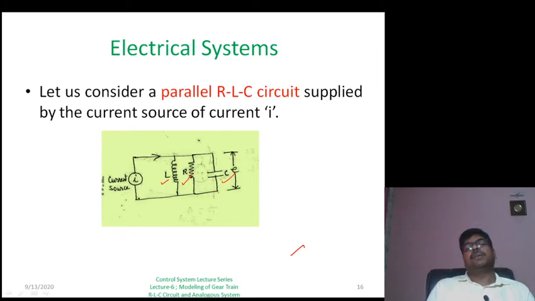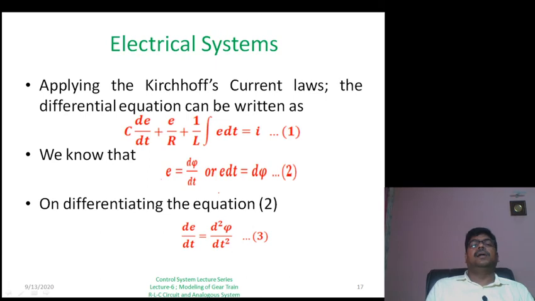So the differential equation for this circuit can be written with the help of Kirchhoff's current law, and that expression you can write like this: C dE by dt plus E by R plus 1 by L integral of E dt, where C dE by dt is the current in the capacitor, E by R is the current in the resistance, and 1 by L integral of E dt is the current in the inductance, equal to I, the applied current. So that is using Kirchhoff's current law. Incoming current is equal to outgoing current. The algebraic sum of incoming current equals the algebraic sum of the outgoing current.